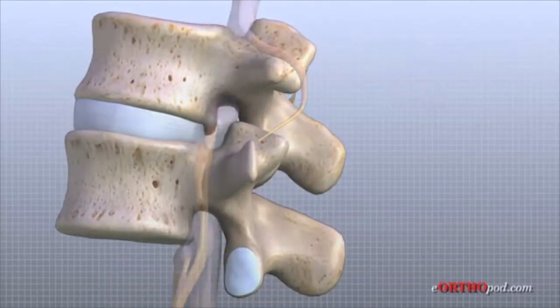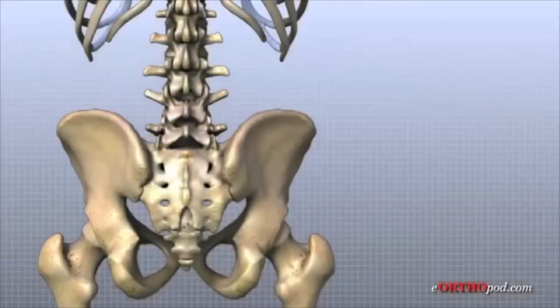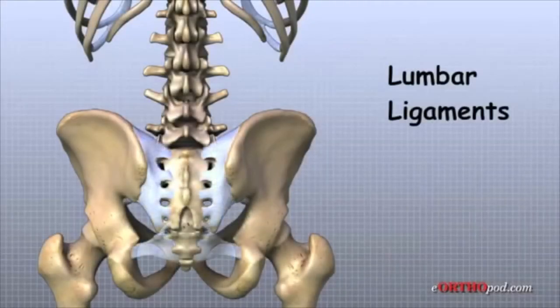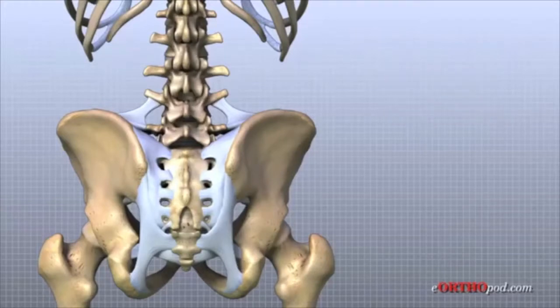As the nerves leave the spinal cord, they pass through a small bony tunnel on each side of the vertebra called a neural foramen. The lumbar spine is supported by a complex set of ligaments and muscles. The ligaments are arranged in layers and run in multiple directions where they connect the bones of the lumbar spine to the sacrum and pelvis.